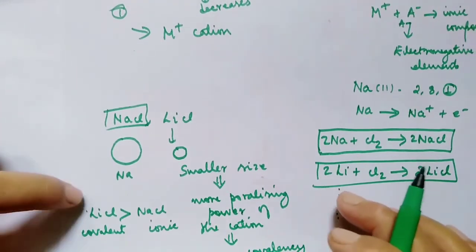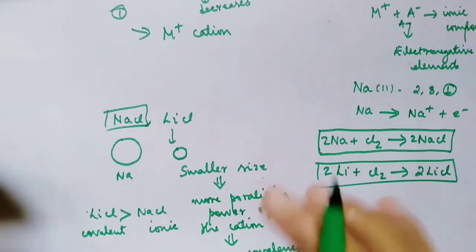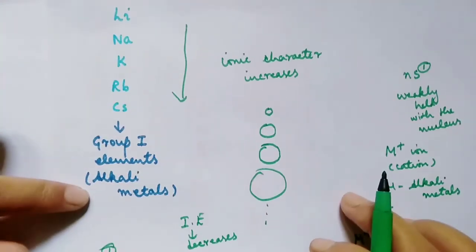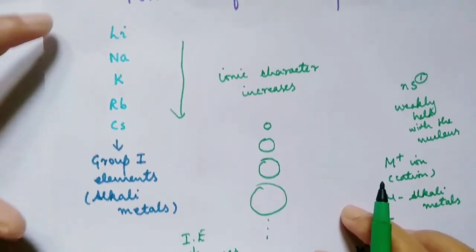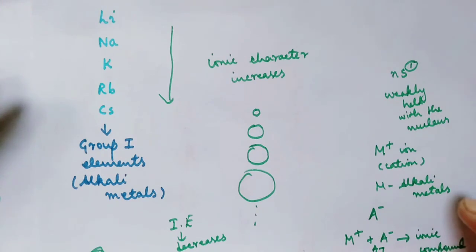In this way, we can compare the ionic character of the compounds formed by the alkali metals or the group 1 elements from lithium to cesium. So that's all about the ionic compounds formed by the alkali metals.